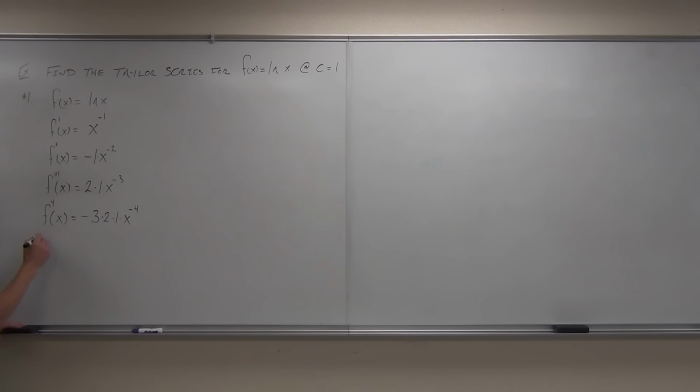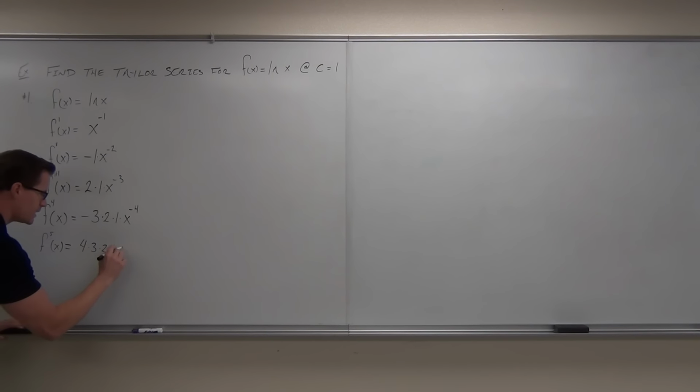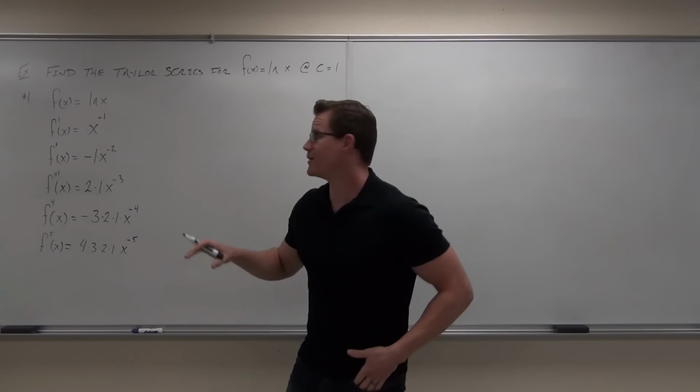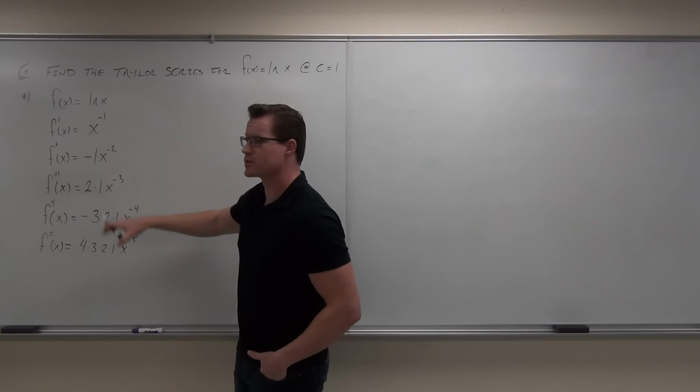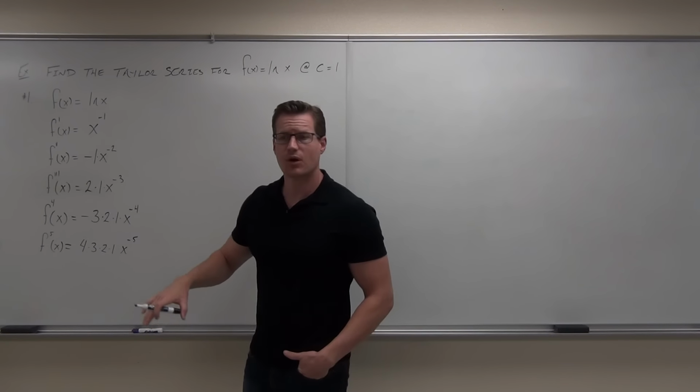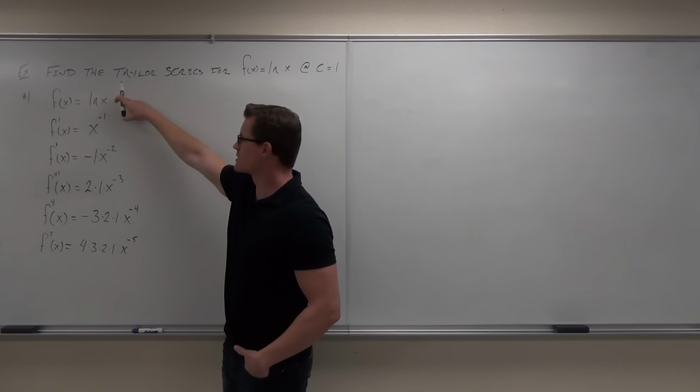So let's do one more. The fifth derivative of x, we're going to get, is it positive or negative? Positive. So we're going to get positive, and then 4 times 3 times 2 times 1 times x to the negative 5. Very good. Do you see your pattern? Tell me something about your pattern right now, as far as the sign goes. Also, do you notice something? Our pattern does not start with our first term. This is not part of our pattern.